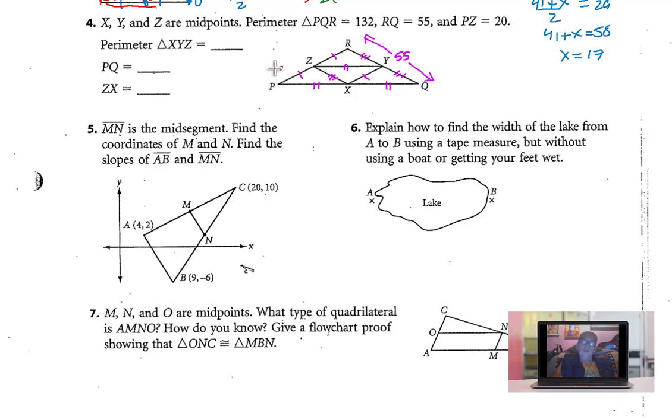PZ is 20, which means this other piece is 20, which means this whole length here is 40. Now this adds up to 95. If this whole length here is 132, that's going to be another 37. 95 plus 37, yeah, 37. So this whole distance is going to be 37.